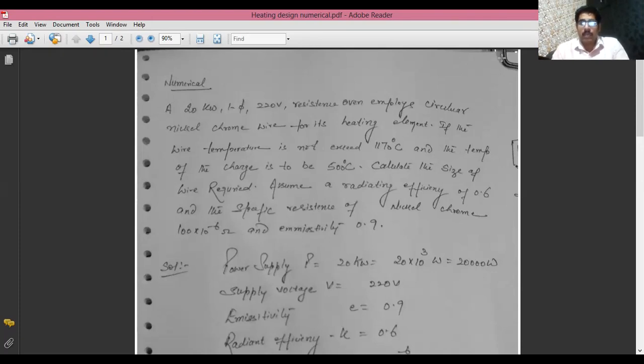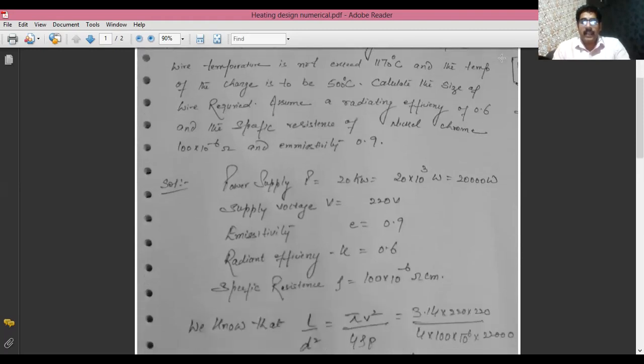Now, based upon the numerical, what should I do? I write the given data. According to the given data, number one is the power supply. So power supply P is equal to 20 kW, that means 20 into 10 raised to power 3, that will be 20,000 watts. Supply voltage 220 volt. Emissivity, that is e, is equal to 0.9. This value is given in the numerical. Radiant efficiency 0.6, again given.